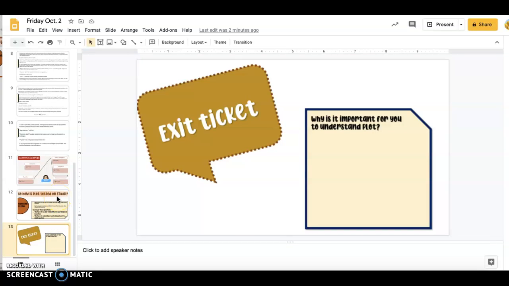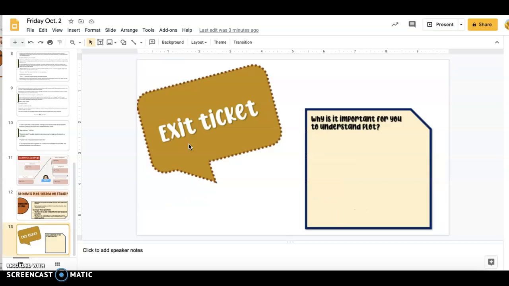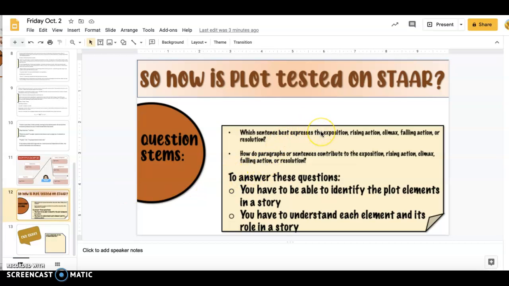Now on the slide right before the exit ticket, it gives you some information on how plot is tested on STAR. And this is super important. The sentence stems look similar to these two. Which sentence best expresses either the exposition, the rising action, the climax, the falling action, or the resolution? So it'll give you a sentence, and you have to choose which sentence best represents the exposition, the rising action, the climax, the falling action, or the resolution.